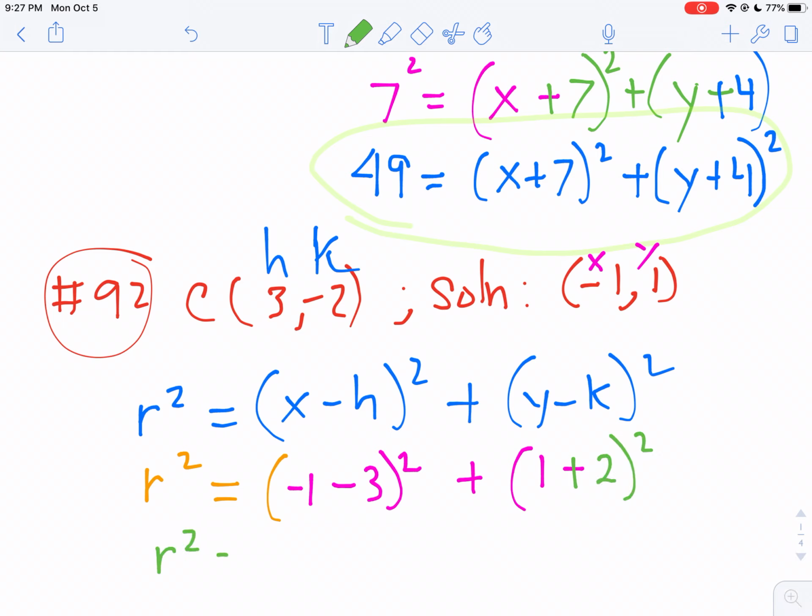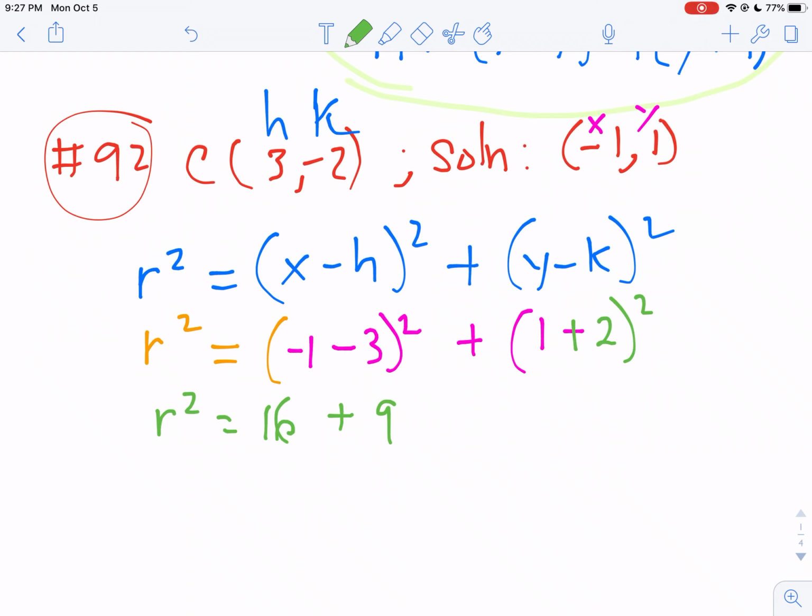So here, just do the math. You've got -4 squared, so that's going to give you a 16, plus this one, 3 squared, is going to give you a 9. So your r squared is 25. So here you have r squared, but they don't want r squared. They want the standard equation of the specified circle.